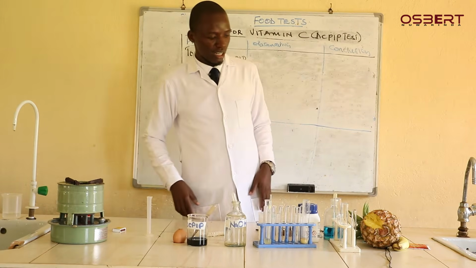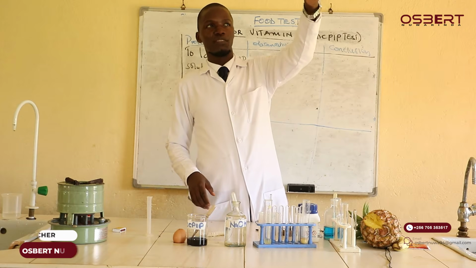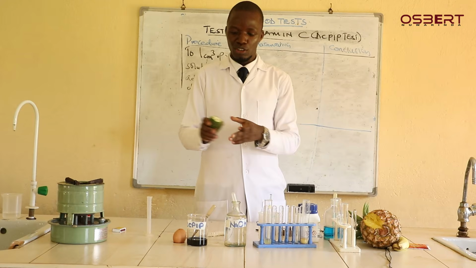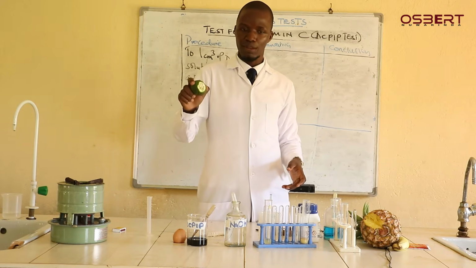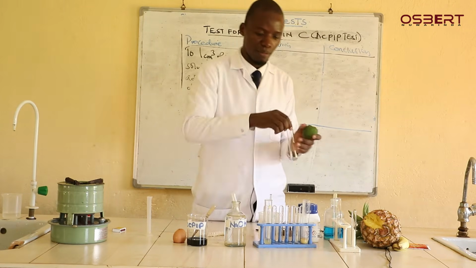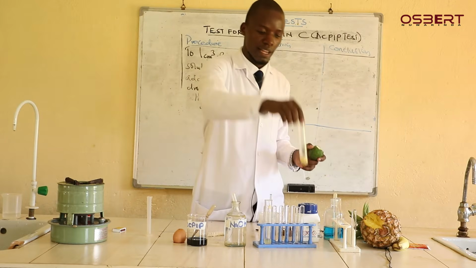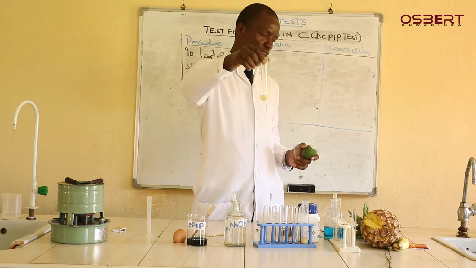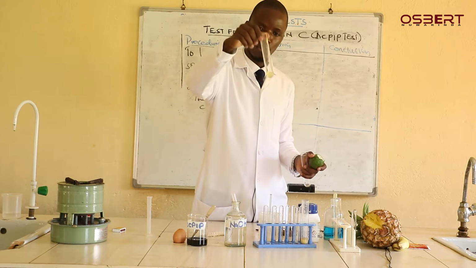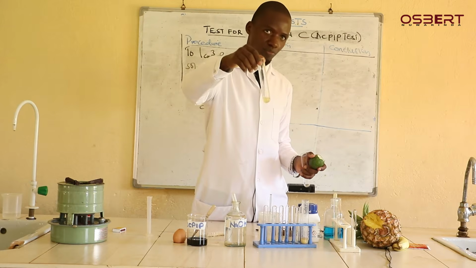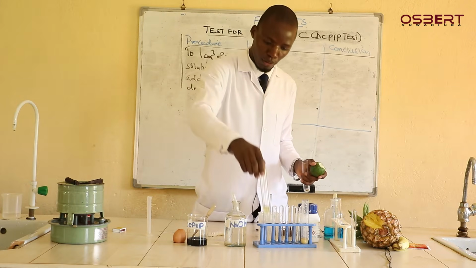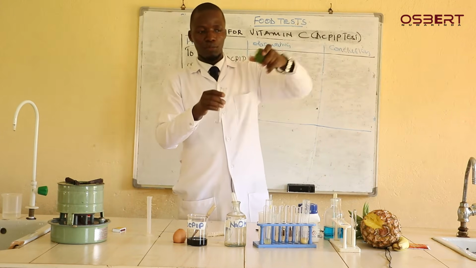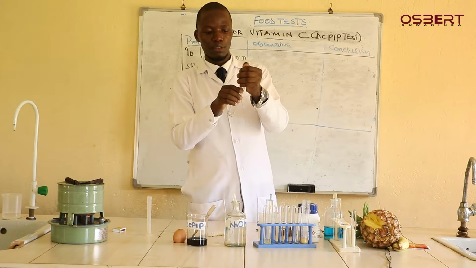Now, I have a mixture here. I have an orange. I have a lemon. So this is a lemon. I'm going to get juice from this lemon. Remember, I already have juice from a pineapple and from a yellow banana. So this was from a yellow banana, this was from a pineapple. I'm going to get the other juice, which is from a lemon, and then we shall carry out the DCPIP test on them.